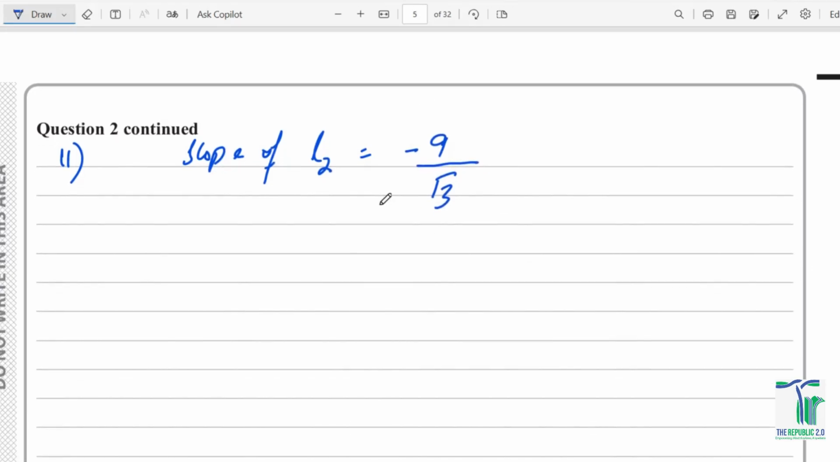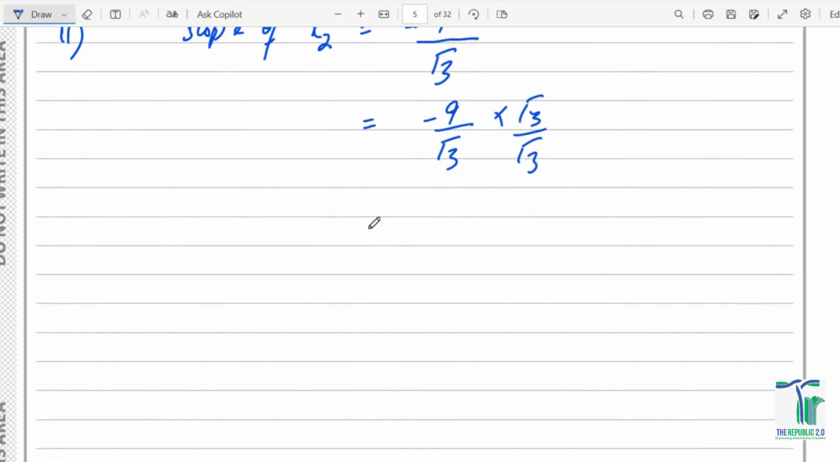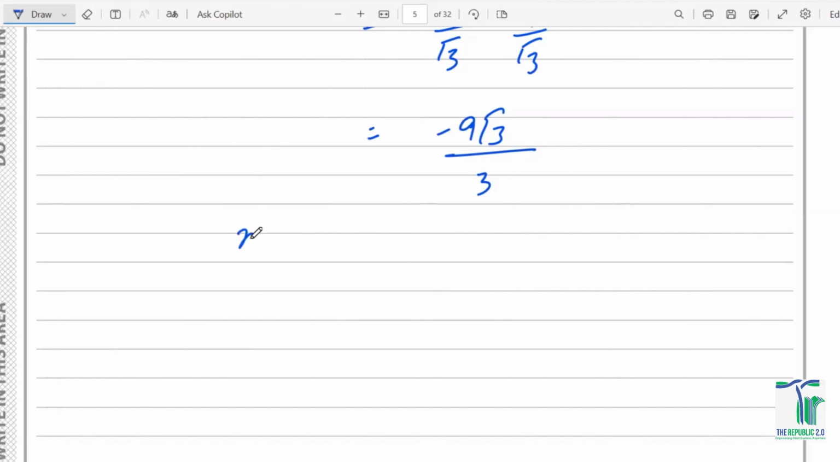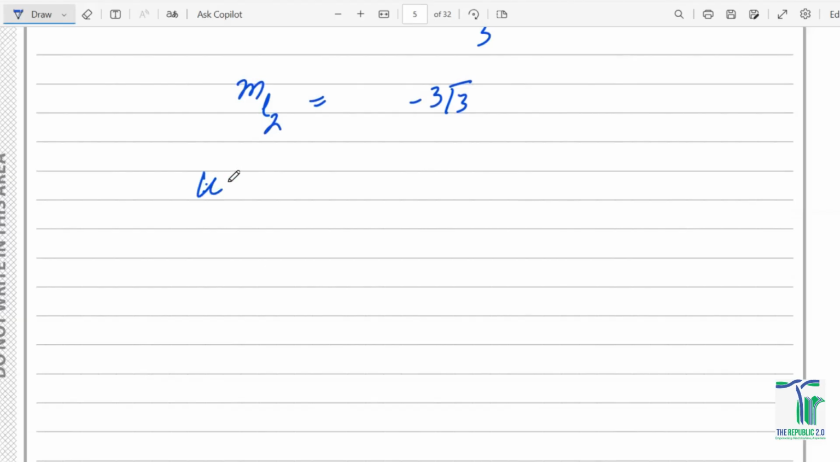So what I'm just going to do, I'm just going to rationalize it for once. 9 root of 3 times root of 3 divided by root of 3. And I would be having negative 9 root of 3 divided by 3, because square root of 3 times square root of 3 has to be 3. Now by just cancelling them, slope of L2 comes out as negative 3 root of 3. So that is how you're going to find out the slope of L2, negative 3 root of 3. So I've got the point as well.